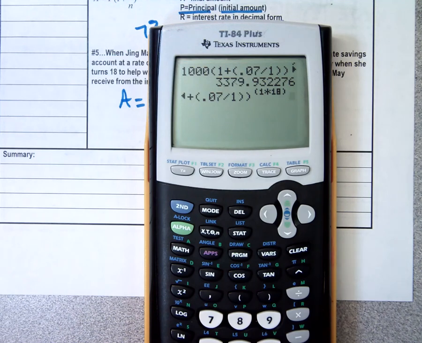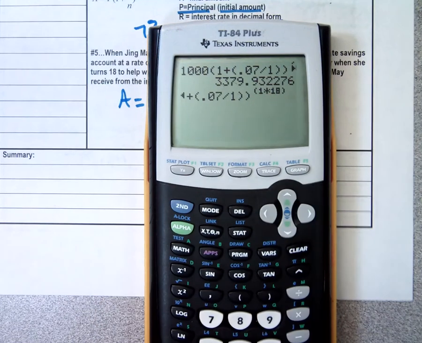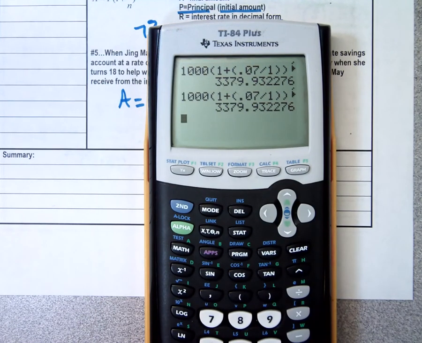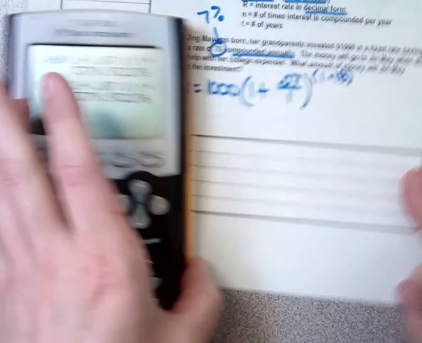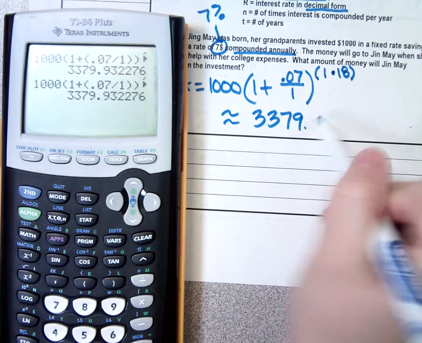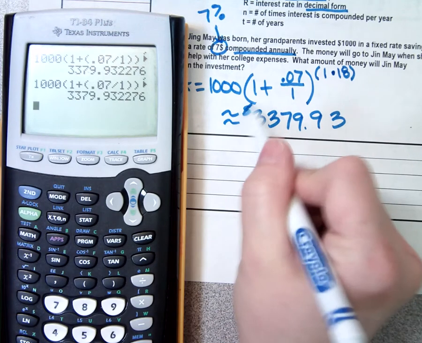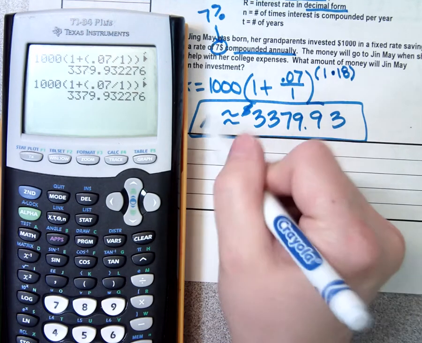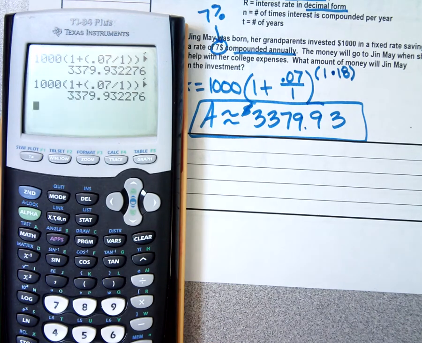I had somebody in my second period today who didn't have this as an exponent. They just had it down here. I almost did that, and I was like, nah, I'm done. So that had to be an exponent. So after 18 years, she has approximately $3,379.93. Okay, so I think you can get this done before we leave.